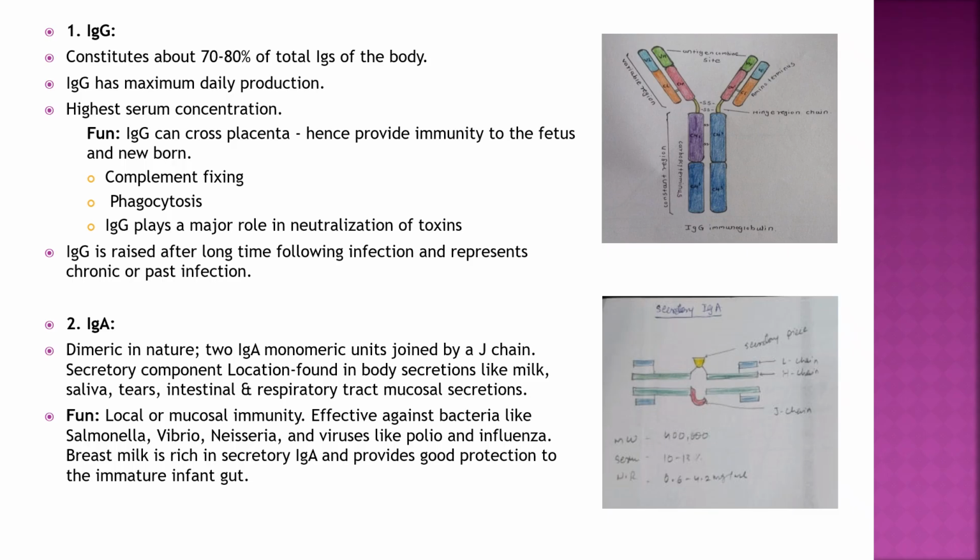IgA is dimeric in nature. It has two monomeric units joined by a J chain and a secretory component. The location of IgA is in body secretions like milk, saliva, tears, and intestinal and respiratory tract mucosal secretions. Function: local or mucosal immunity. It is effective against bacteria like Salmonella, Vibrio, Neisseria, and viruses like polio and influenza. Breast milk is rich in secretory IgA and provides good protection to the immature infant gut.